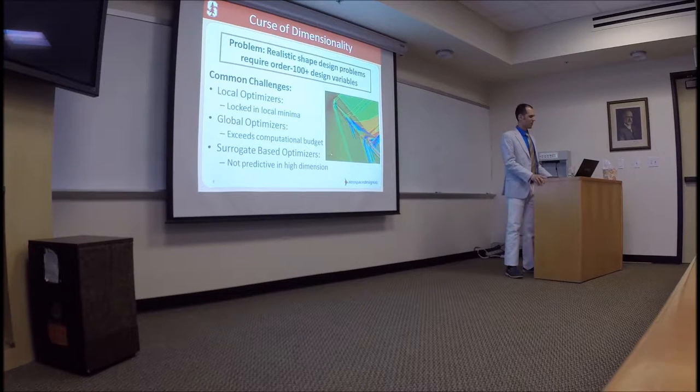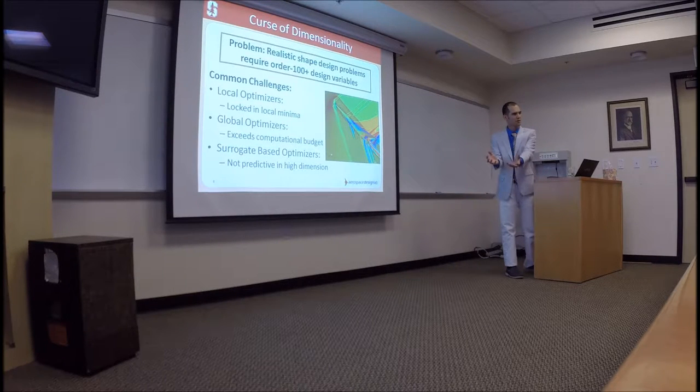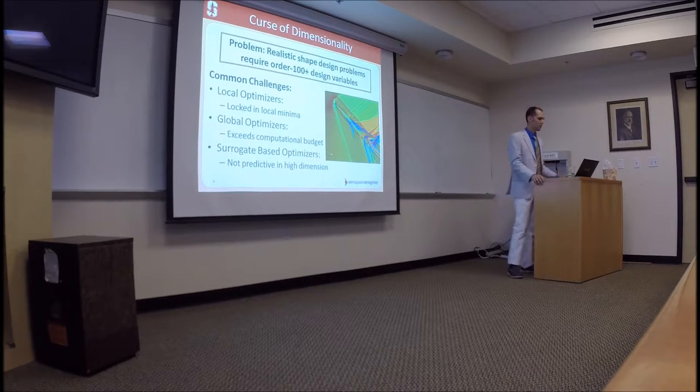The optimizers that we use today manage this curse in various ways. Local optimizers are actually able to manage problems in large dimension quite well, provided that they have access to efficient gradients. However, they're only able to investigate local minima and may miss a deeper minima on the other side of a hill. Global optimizers are actually able to find these deeper minima, but they require a large number of function evaluations and usually blow out the computational budget.